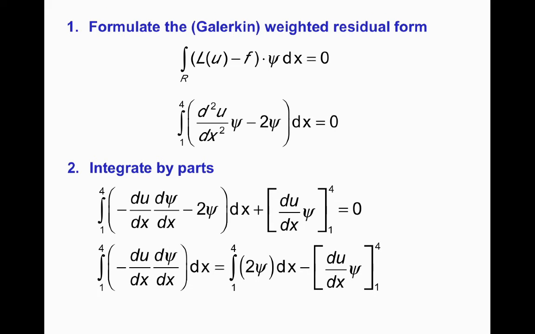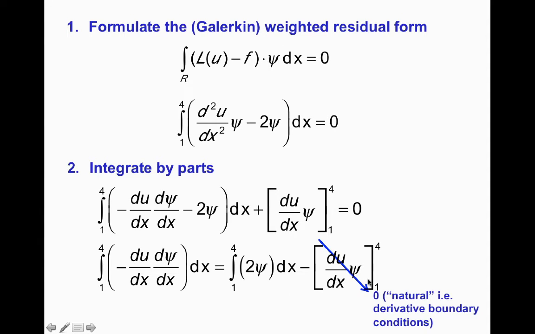So expanding this out, we get the integral between 1 and 4 of minus du/dx dpsi/dx is equal to the integral between 1 and 4 of 2 psi dx minus du/dx times psi evaluated at the end. We've written it this way because u is still unknown, and this is going to be expressed in terms of the coefficients of the approximating polynomials. Our interpolation function is known, and we're assuming that these boundary terms, our boundary conditions, are known. So these are known, this contains the unknowns.